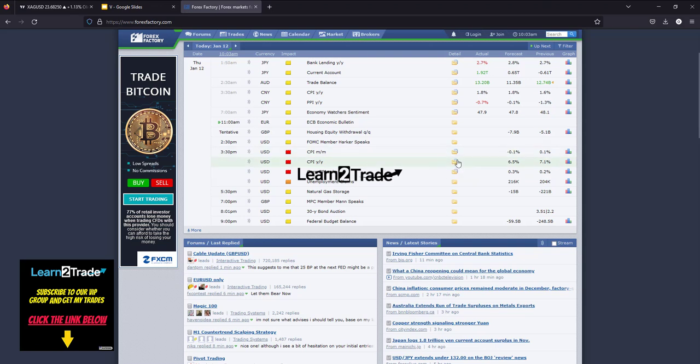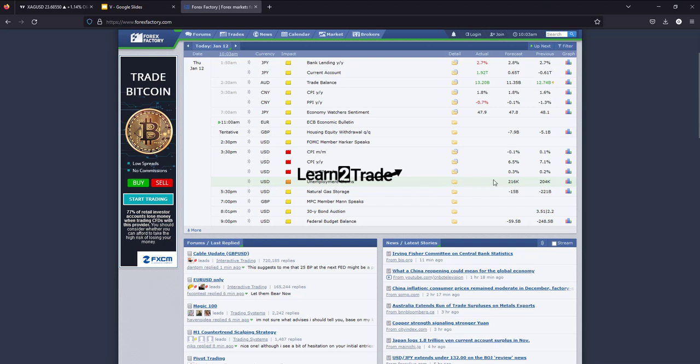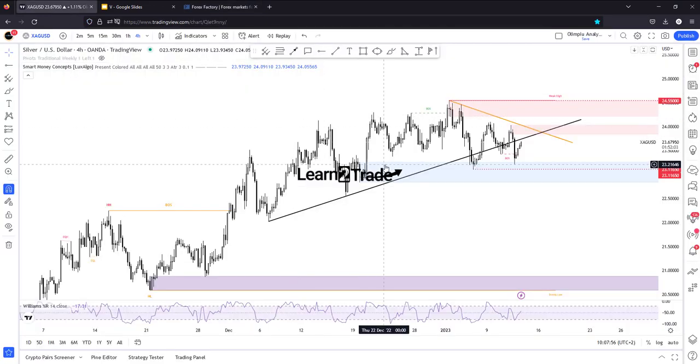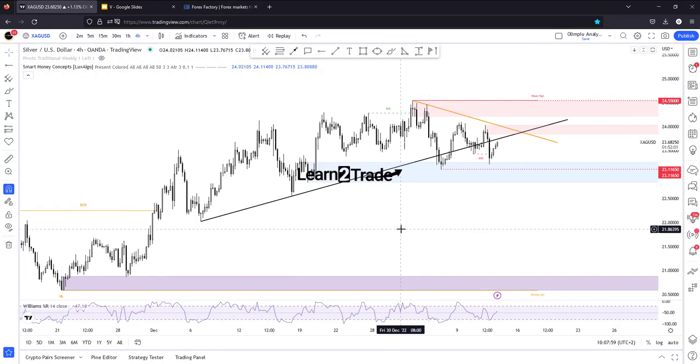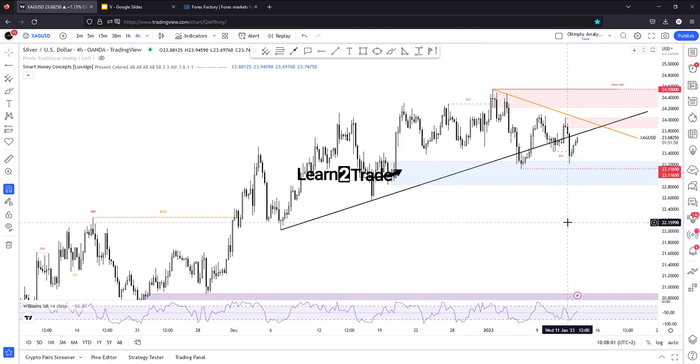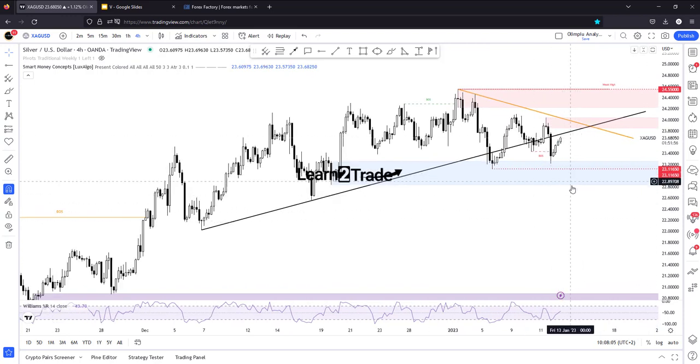And in my opinion, the core CPI is expected to register a 0.3% growth in the last month, and unemployment claims for the last week 216,000. So in my opinion, only maybe higher inflation could force the price of silver to drop, could force the price of gold maybe to drop towards new lows, and lower inflation could lift the price of silver.